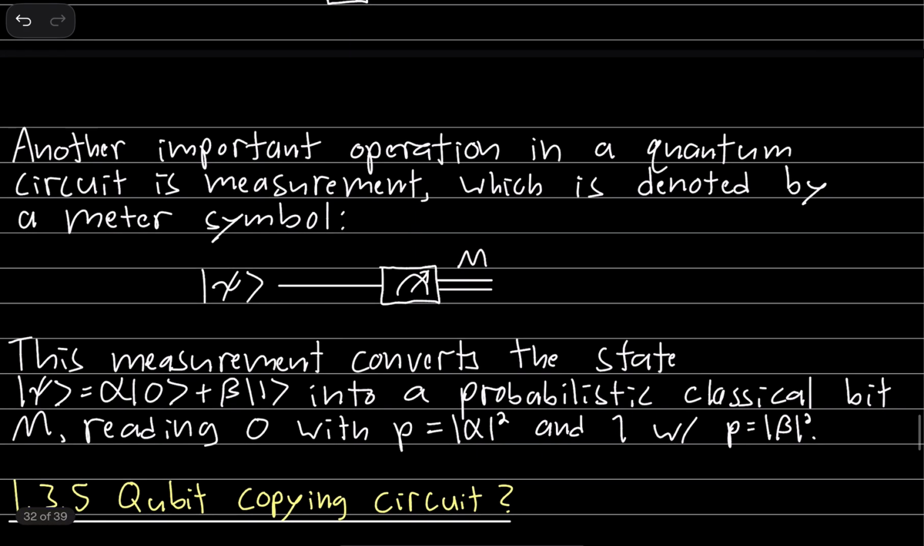As we know by now, this probabilistic bit M is such that you're going to read a 0 with probability |alpha|² and 1 with probability |beta|². Because if this arbitrary input is a superposition of 0 and 1, then the output is going to be a classical bit where you read a 0 with probability |alpha|² and a 1 with probability |beta|².